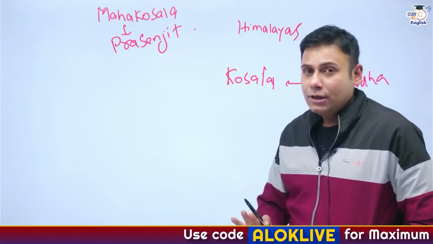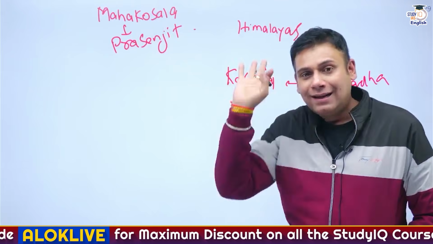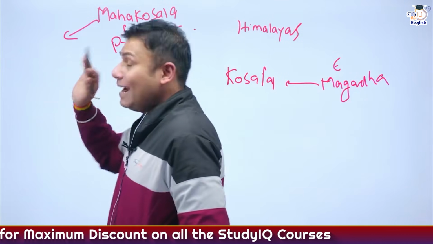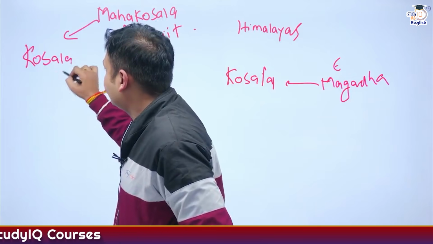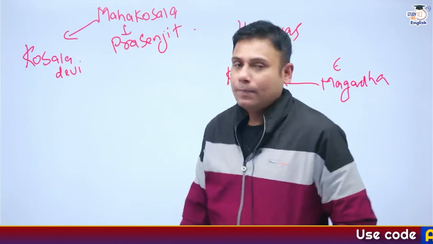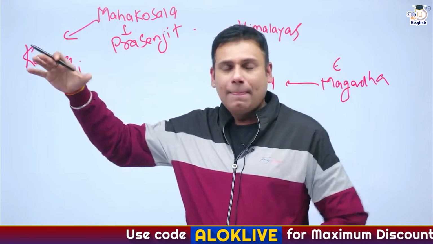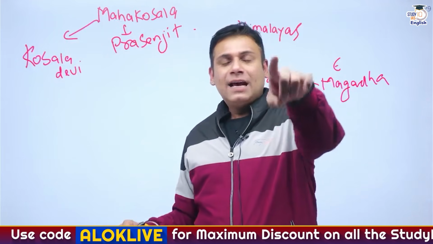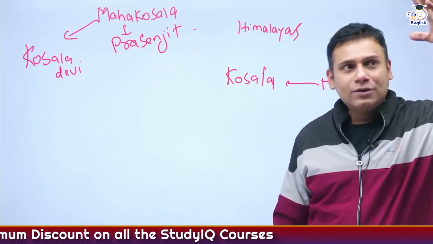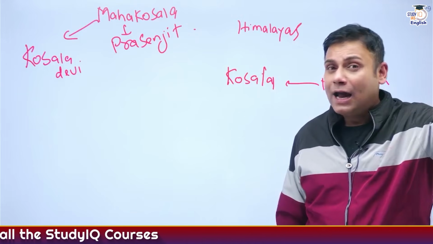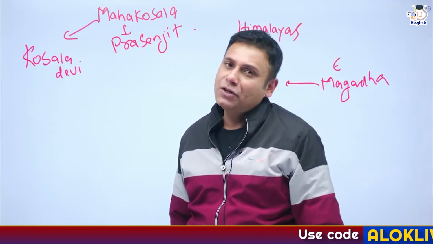Pay attention. The ruler of Kosala was Mahakosala. He was the founder of the Kosala Empire. He died. He had a son named Prasenjit and a daughter named Kosala Devi. And Magadha at this time was having an eye over which kingdom? An eye over Kosala. Prasenjit strategically saved the region of Kosala from Magadha.